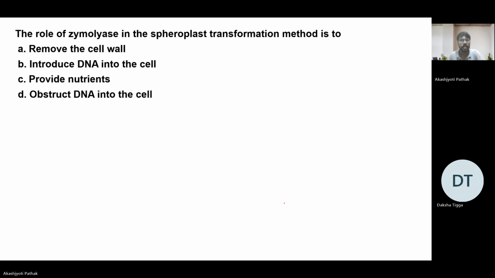Okay. So the role of zymolase in the spheroplast transformation method. What was this spheroplast transformation method? Can anyone summarize it? What do you need to remember? You have your yeast cell, right? The yeast cell has a cell wall, isn't it? So that cell wall is digested with what?